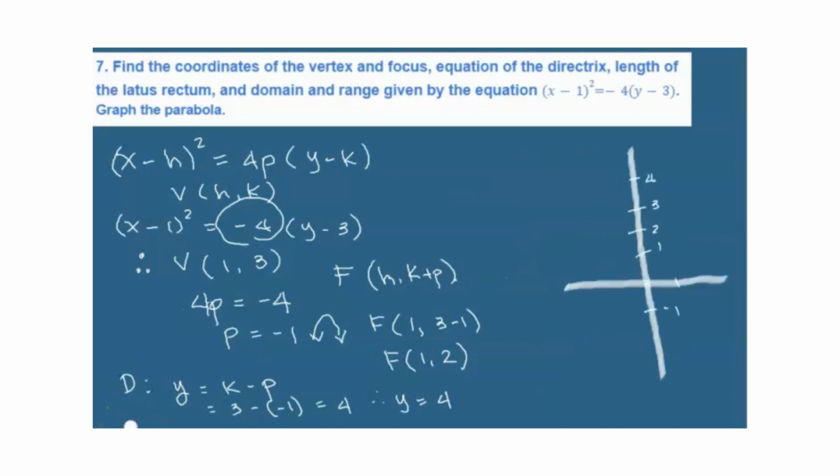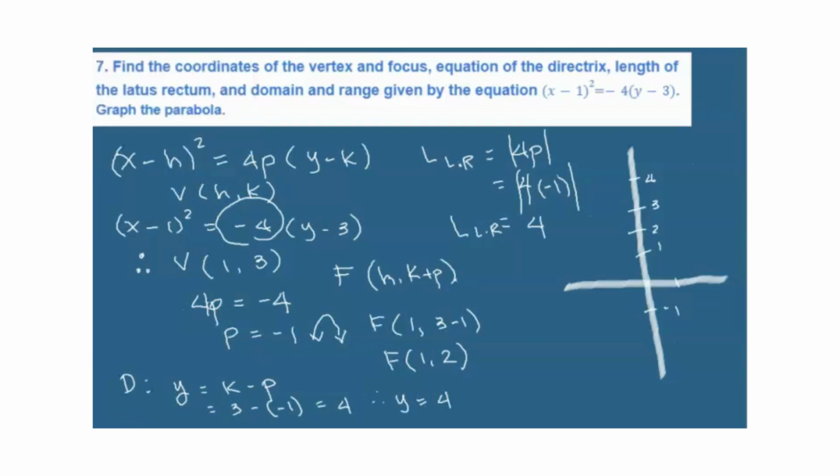Before we graph, let's also calculate the length of the latus rectum. So since this is the length, let's take the absolute value. So the length of the latus rectum is equal to the absolute value of 4p. We know that p is equal to negative 1, so 4 times negative 1, so it's 4. So that's the length of our latus rectum. So it means it's 2 units from each side of the vertex.